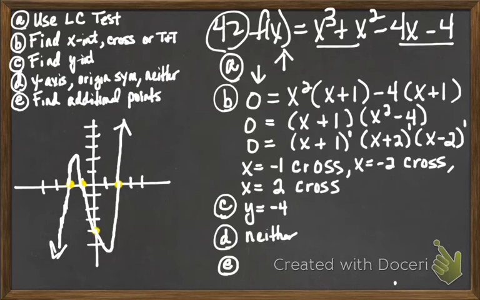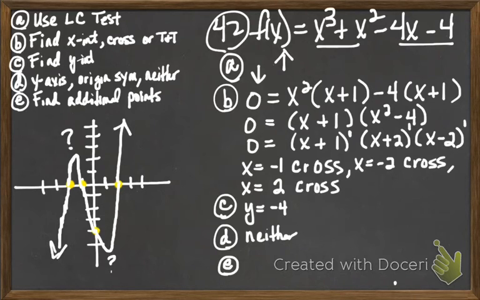So when it says additional points, I do need some additional points. I have a question mark here. I don't know how high that goes. And I also have a question mark down here. I don't know how low that goes. So you're going to pick 2 more x's, and you're going to figure out how high the left little hill goes and how low the little valley goes.